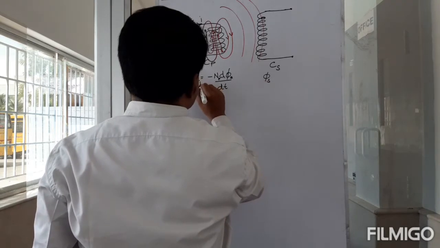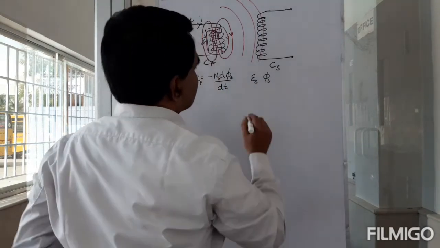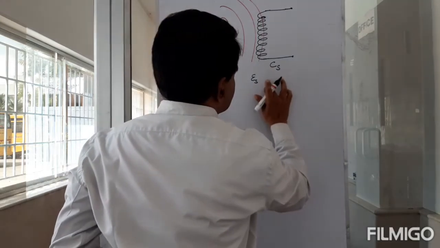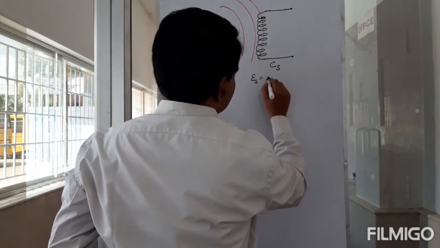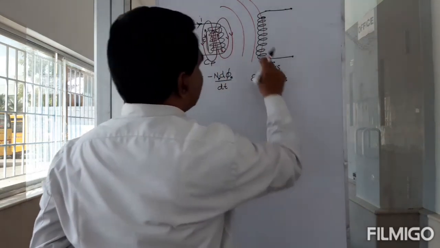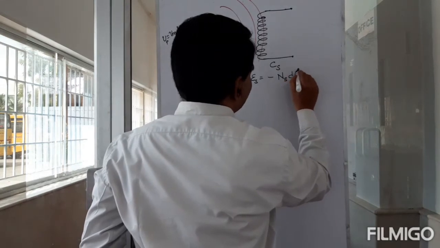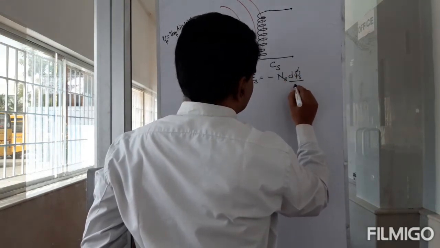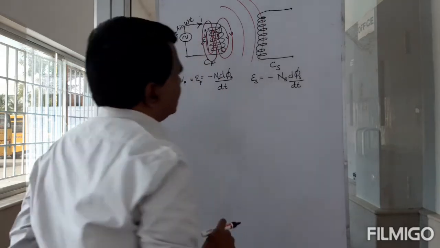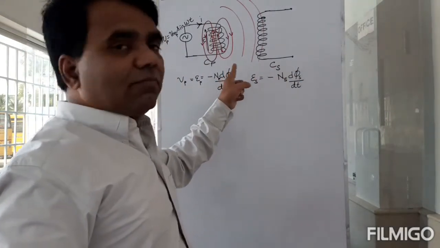Okay. I'll call this P, and the EMF induced is ES, which is equal to minus NS, the number of turns in the secondary, times d phi S by dt. Look at this. These two are different things.